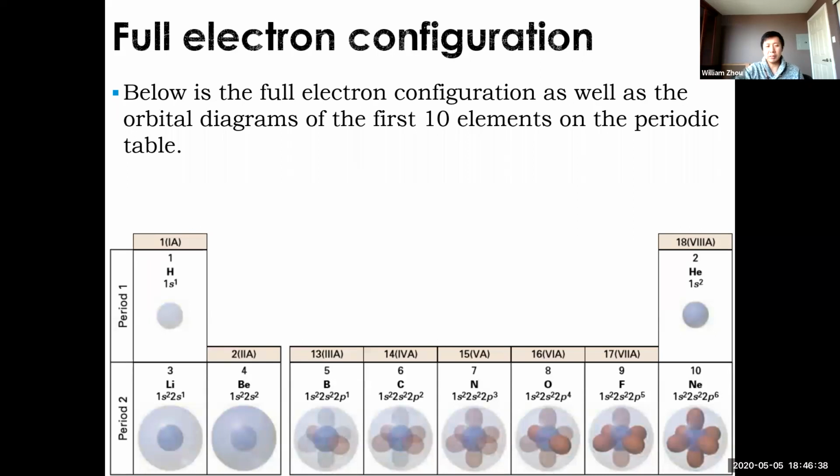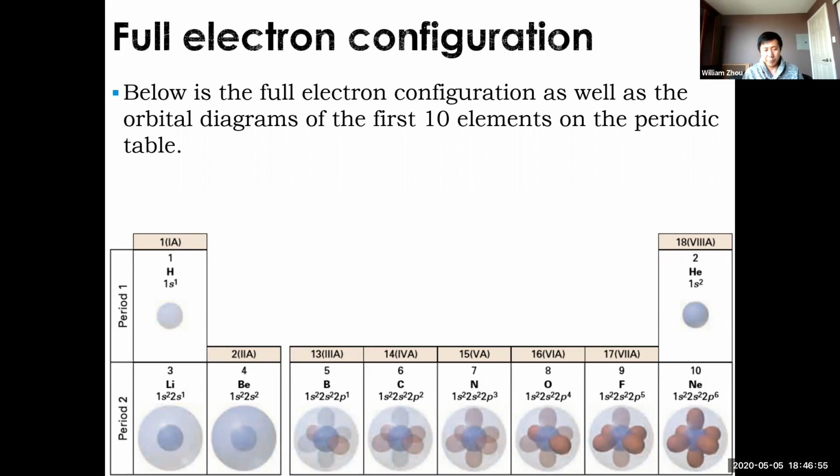The bigger sphere is the 2s orbital. Beryllium is just 1s2, 2s2. You have 1 additional electron, so the artist depiction makes the 2s orbital a little bit darker, just telling you that, hey, there's another electron here.